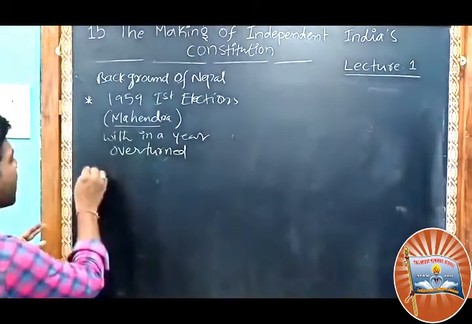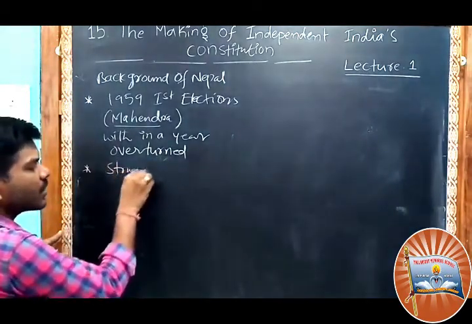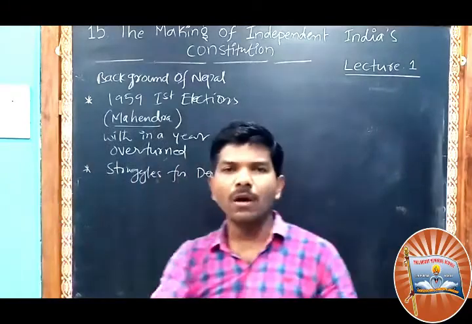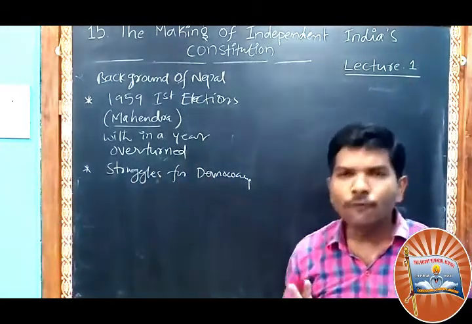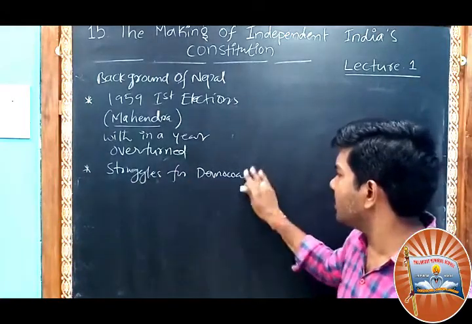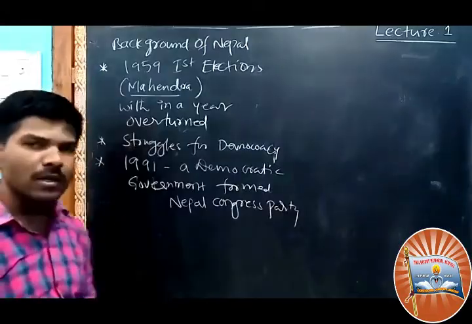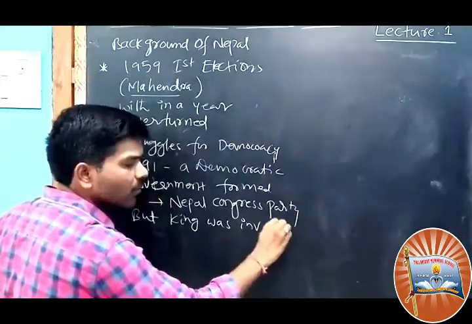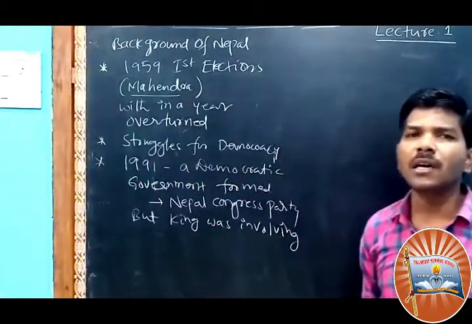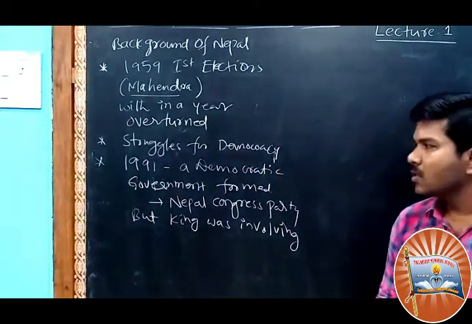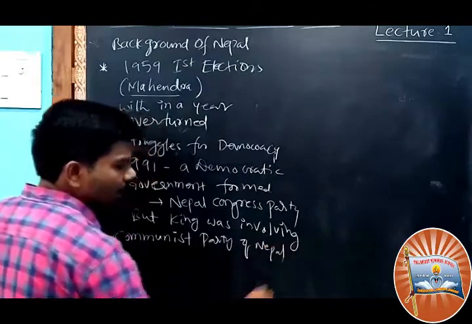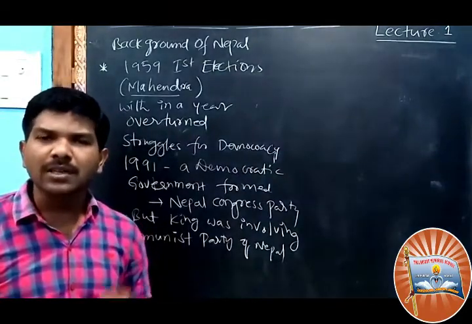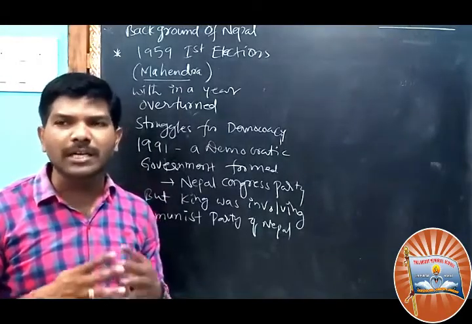Then from that time onwards, there was a struggle for democracy. The people of Nepal were forcing the king to accept democracy. In 1991, a democratic government was formed by the Nepal Congress Party. But the king was always involved in the elections and the government, so the Communist Party of Nepal objected to this involvement. They were demanding a complete democratic government.